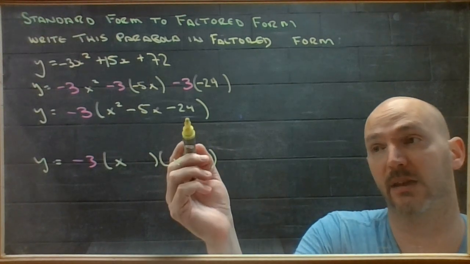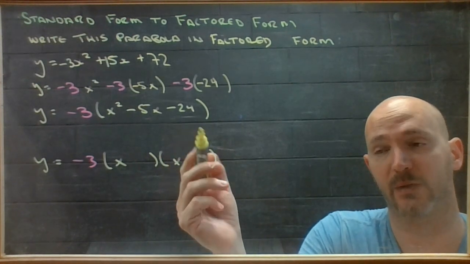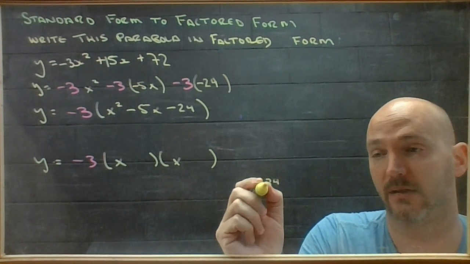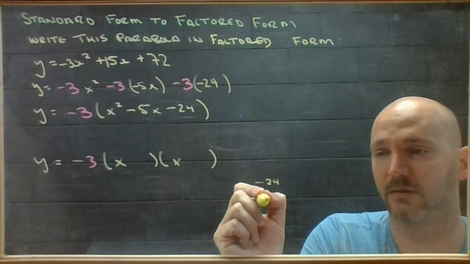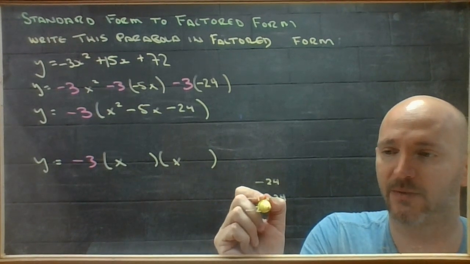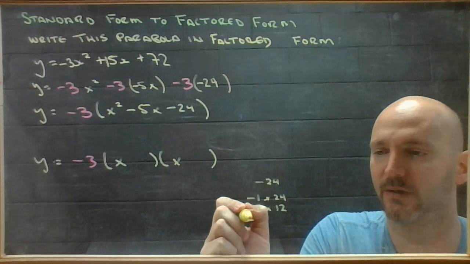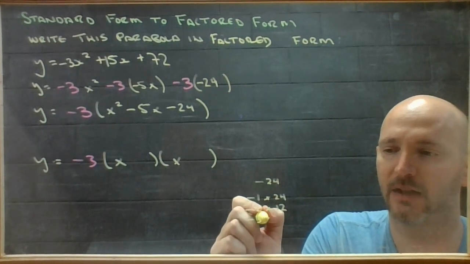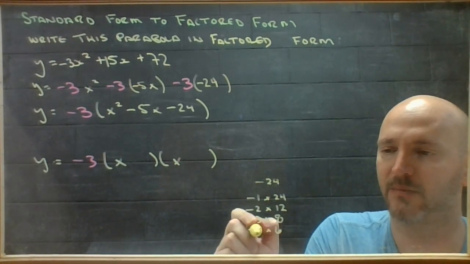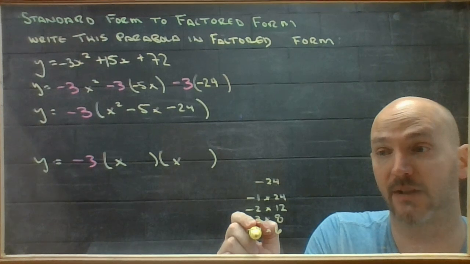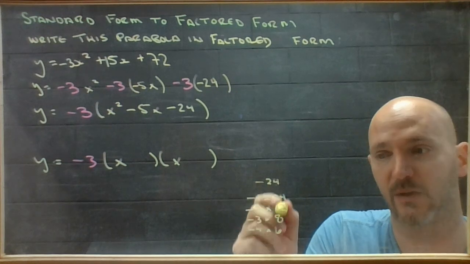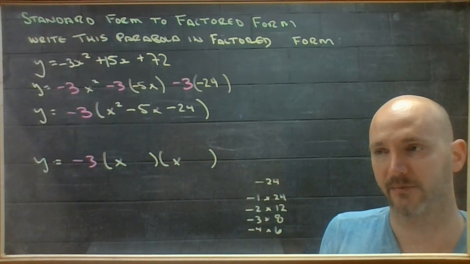We need to find a list of numbers that multiply to negative 24. Oh, it's going to be long. Negative 1 times 24. 2 divides evenly into 24, 12 times. 3 goes in 8 times. 4 goes in 6 times. 5 does not divide evenly into 24. 6 does. We already have one of those though, so I know I've created the full list.